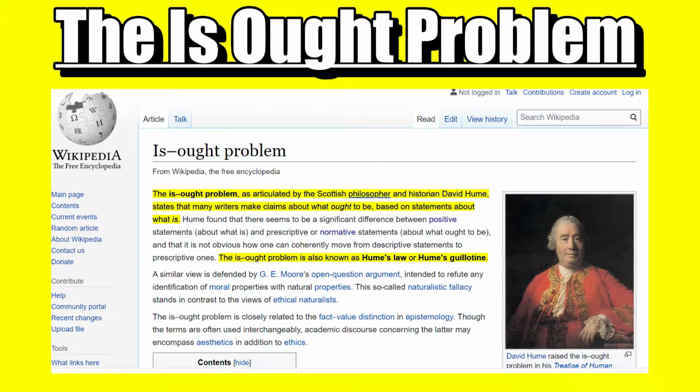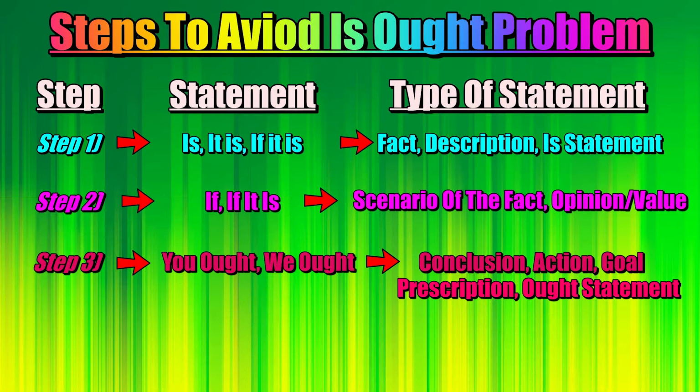So I want to explain a few things really quickly. If this is not easy to understand, let me know down in the comments below. I have a few visuals to try and break down the is-ought problem. So, steps to avoid the is-ought problem. We have the steps, the statement and how it's written, and then the type of statement. Step 1 is "it is," and it can also be written as "if it is." It is a fact, a description, and that is an is statement.